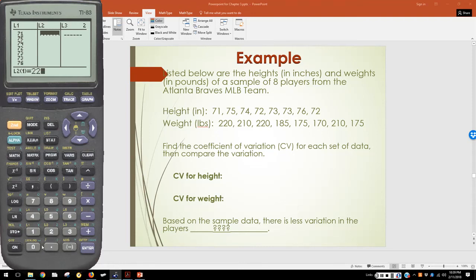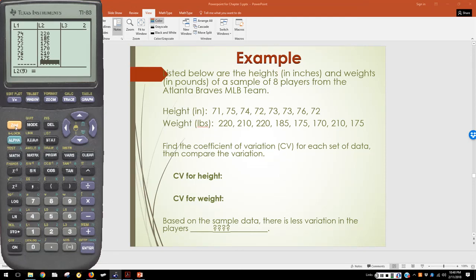Now their weights, on the other hand, are 220, 210, 220, 185, 175, 170, 210, and 175. What we would like to do is compare the two of them and see which is more variable, their heights or their weights.